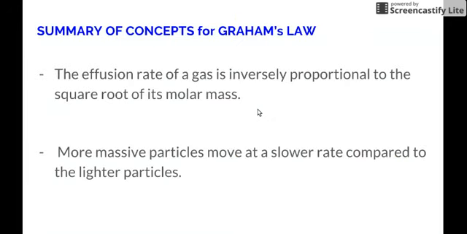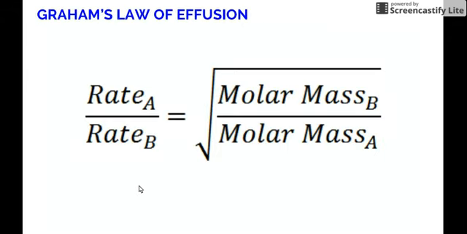So in summary, the diffusion rate of a gas is always inversely proportional to the square root of its molar mass. The bigger the molar mass, the slower it effuses. More massive particles move at a slower rate compared to the ones that are lighter by mass. So that's it for Graham's law. Watch out for the next video so that you learn how to apply the equation of Graham's law in problem solving.